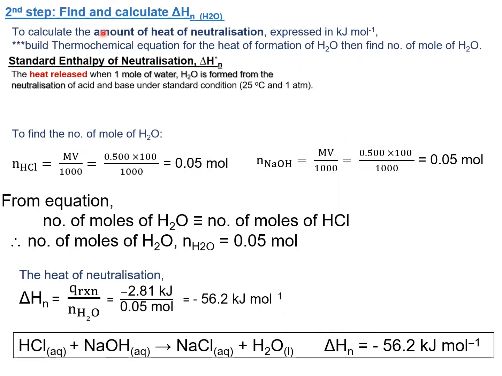Okay, second step, find and calculate the enthalpy of neutralization. Okay, so build the thermochemical equation of the enthalpy of neutralization. Okay, macam mana you tahu dia suruh cari enthalpy of neutralization? Sebab dalam soalan dia mention pasal suruh kamu cari amount of heat of neutralization, kan? That is delta Hn lah. So delta Hn, and it is not even happening at standard condition. So kalau dia tak happen in standard condition, memanglah dia punya definition ni, definition dia memanglah macam ni kan, standard enthalpy of neutralization.